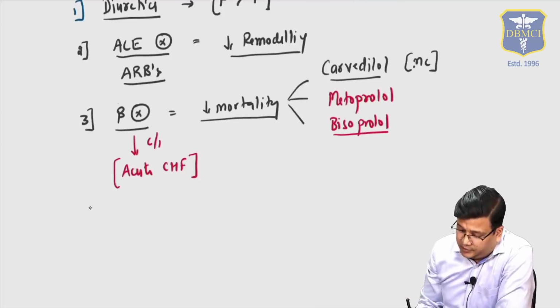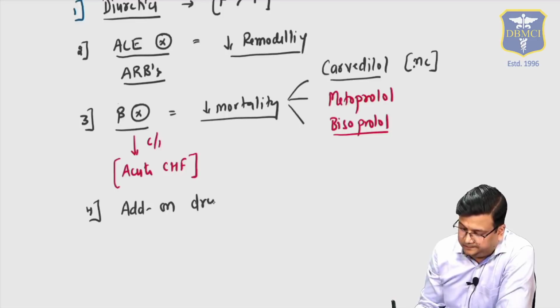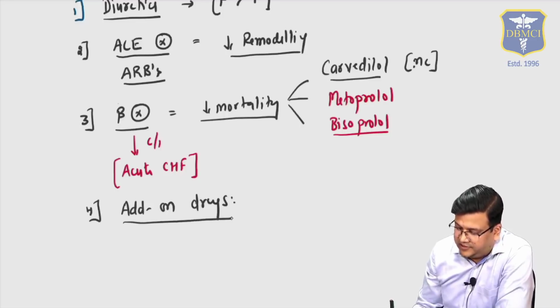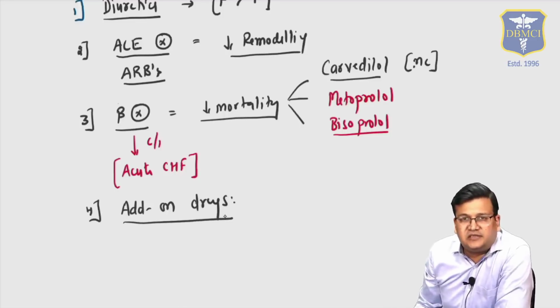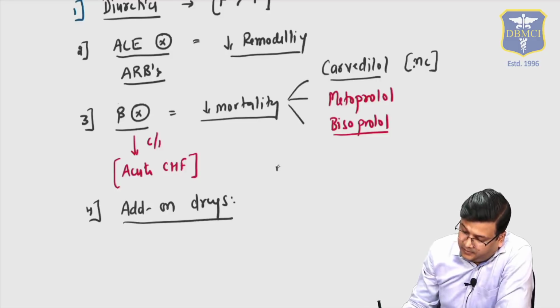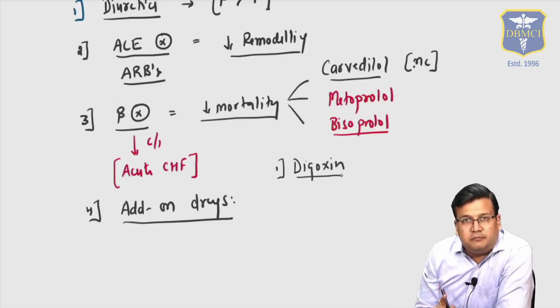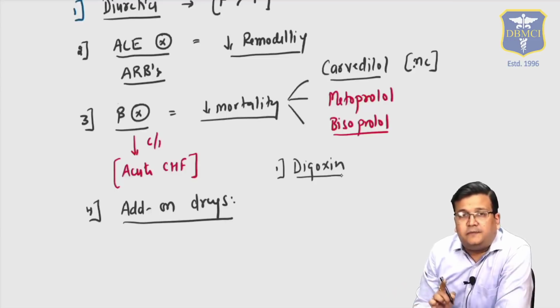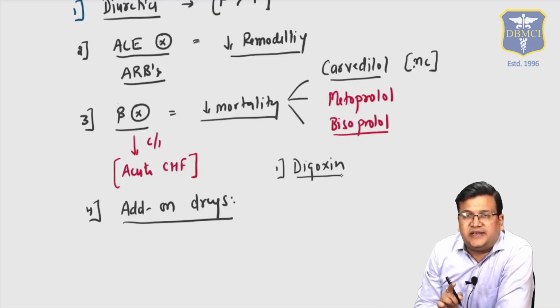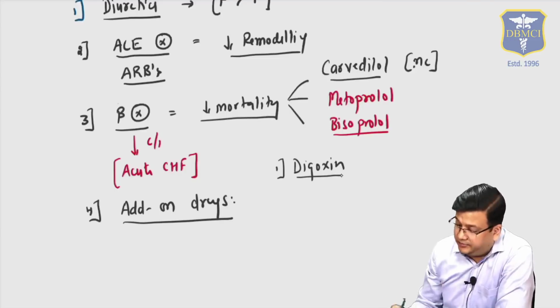If the patient is not controlled, then we have some add-on drugs nowadays. If the patient is not controlled on these three kinds of drugs, then what can be added? Number one, we can add digoxin. So digoxin mainly today is an add-on drug in treatment of CHF, added if the patient is uncontrolled on diuretics, ACE inhibitor and beta blocker combination.